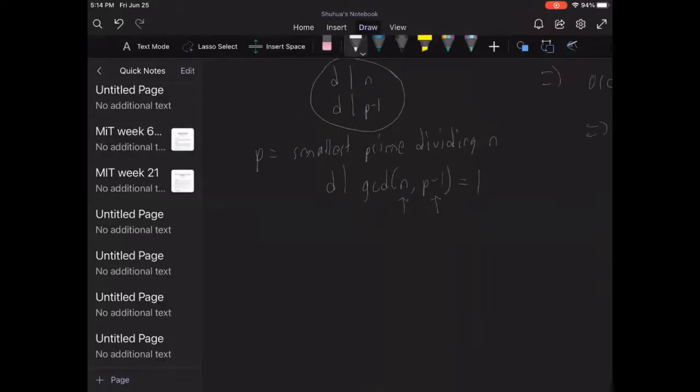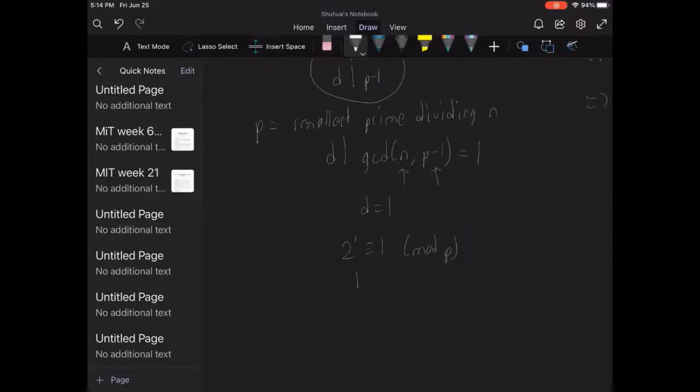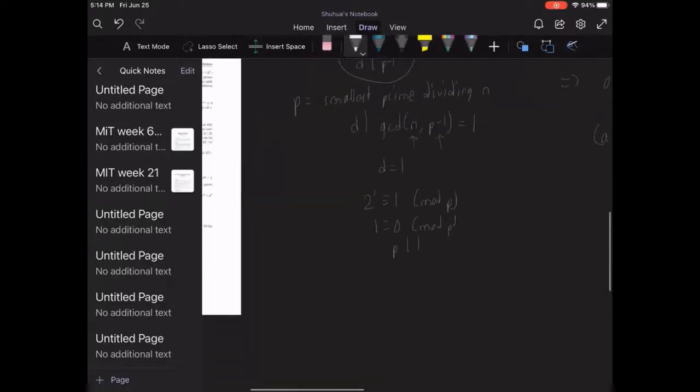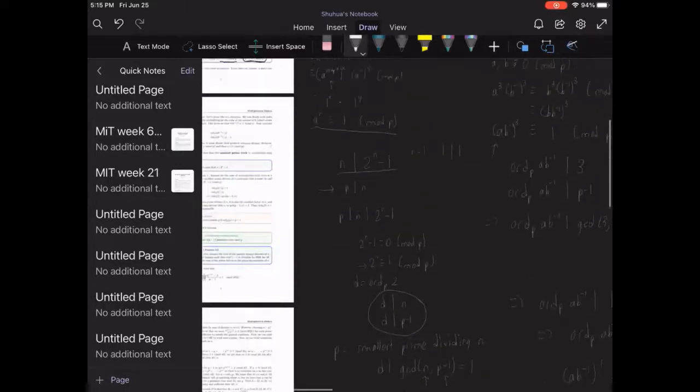So we once again have the order is 1, or 2 to the 1 is congruent to 1 mod p. And this tells us that 1 is congruent to 0 mod p. So p divides 1, which is impossible. And thus we have our contradiction. So there's no solutions where n is greater than 1. And thus n equals 1 was our only solution.